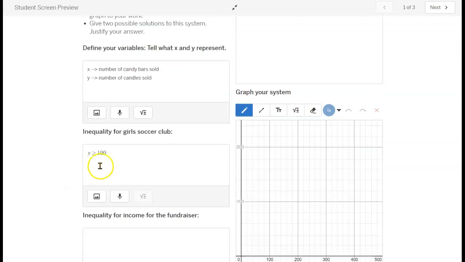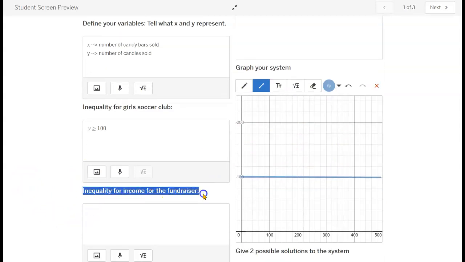The next thing I'm going to do is graph this equation. y is greater than or equal to 100 is going to be a horizontal line at 100. Then for the inequality part, you have to decide, and I'm going to leave this to you, whether you're going to shade above the line or below the line. So think about what greater than would be, and you're going to shade to whatever side of the line that should be.